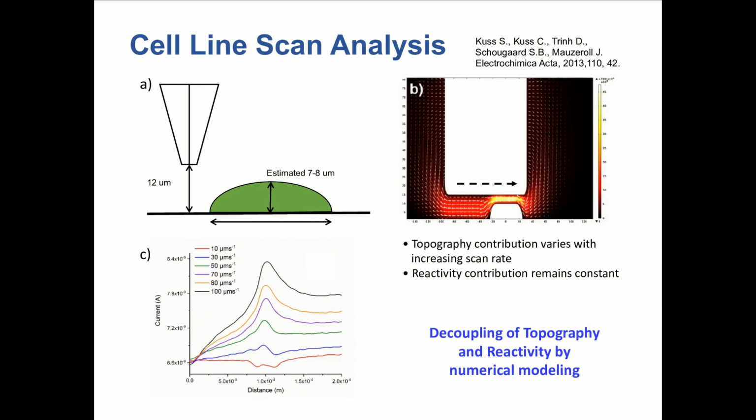So the beauty of the system is that the topography contribution that is coming from the body of the cell underneath this electrode, so the contribution to the electrochemical signal, varies, whereas the reactivity contribution, so the regeneration of our redox mediator, remains constant. And because of this fact, we can decouple the topography and the reactivity by numerical modeling.